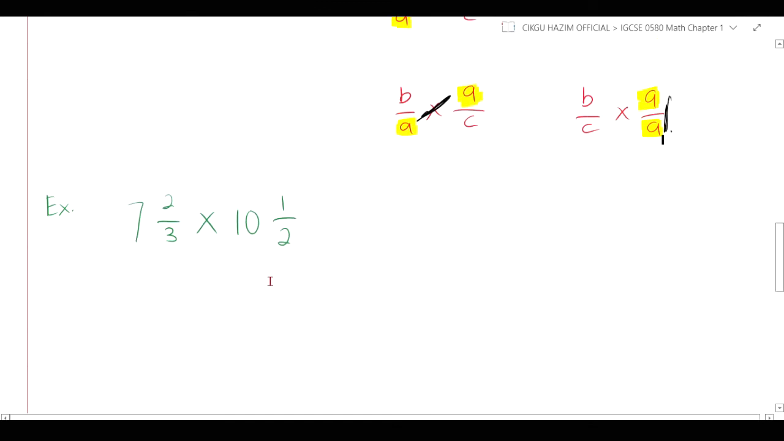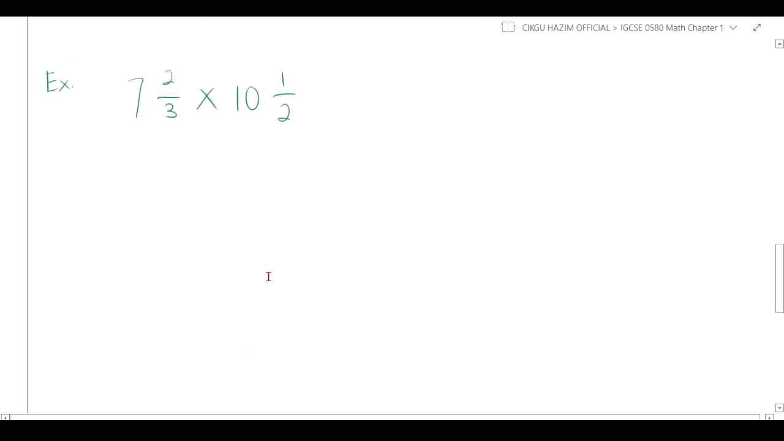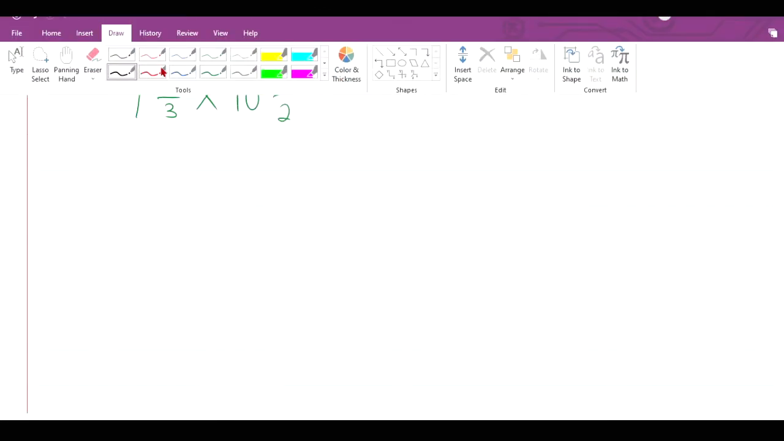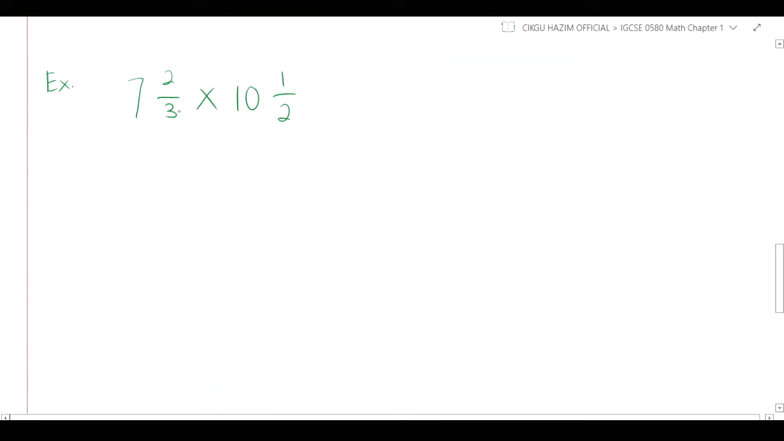So let's do this example here, and let me show you. In a multiplication of fractions, we always need to change it into an improper fraction. So multiply and plus, multiply and plus. What do we have here? 3 multiplied by 7 is 21, 21 plus 2 is 23 over 3. And 2 multiplied by 10 is 20, 20 plus 1 is 21. So 21 over 2.